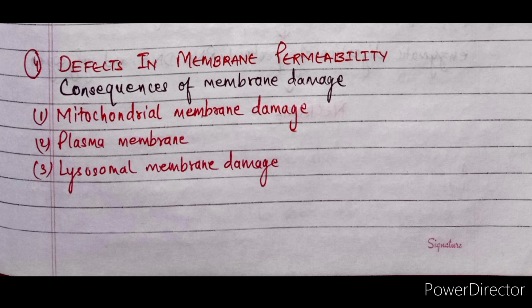So the consequences of membrane damage are mitochondrial membrane damage, plasma membrane and lysosomal membrane damage. As we have already discussed, mitochondrial membrane damage is the second mechanism of cell injury. So apart from this, we will discuss the plasma membrane as well as lysosomal membrane damage. So let's start our topic.